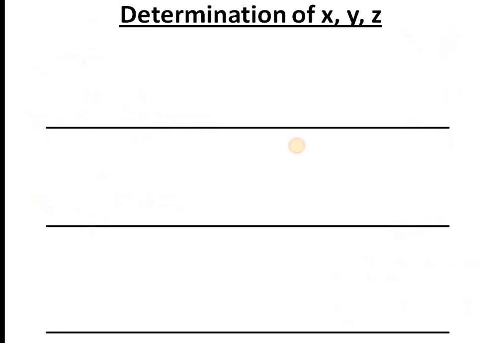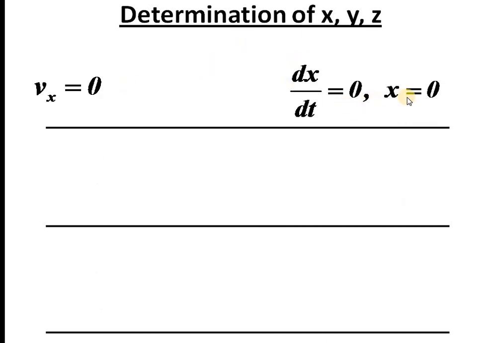Both values. So now let us start to find x, y, and z. We have the velocities. Now we will find the corresponding positions, and we know Vx is equal to 0, which means dx by dt is equal to 0. So that means x is equal to 0. It simply means that there is no motion of the particle along the x direction. So this is very clear.